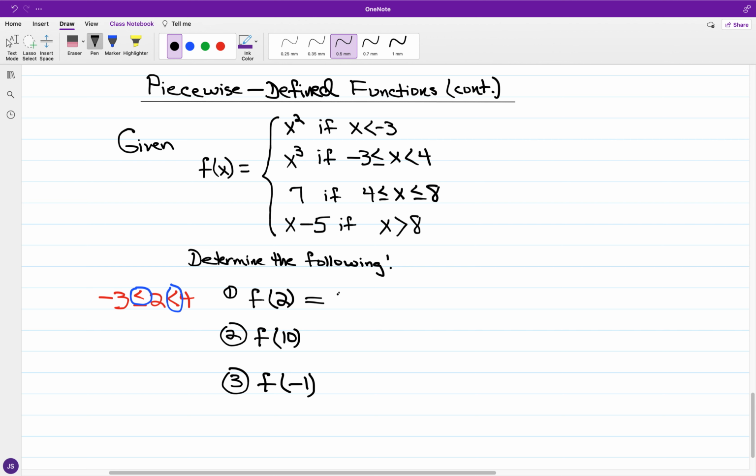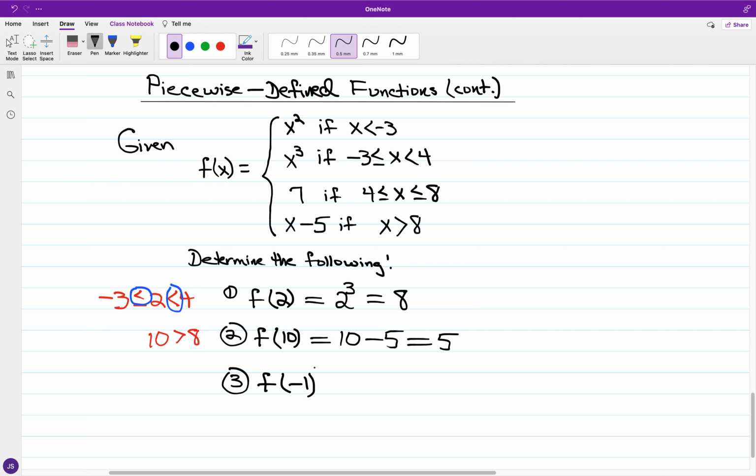Now, if you have the input value at 10, 10 is not less than negative 3. It doesn't fall between negative 3 and 4, nor does it fall between 4 and 8. But it does fit the bill of being greater than 8. So you have 10 is greater than 8, so we go with the x is greater than 8 route. And for those input values, we go with the function where f of the input is equal to the input minus 5. And so that input we have at 10, take away 5. So f of 10 is going to be equal to 5.